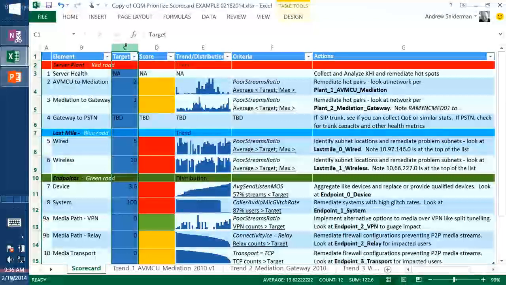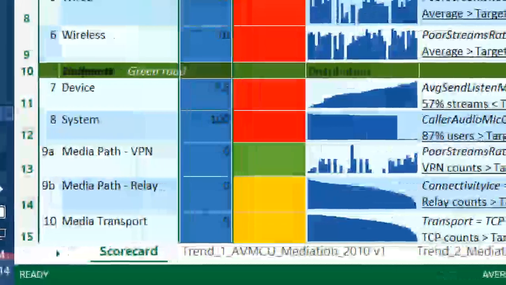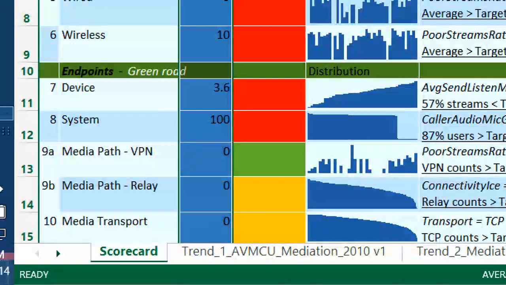This criteria column shows the criteria we'll use to automatically render this color, and then the actions are, well, what do I do about this? And then if you look at this bottom bit, for the endpoints, these become more distributions than trends, right? So you can see the MOS scores for device. I actually have a huge number of devices. I think it's 57% of all streams had less than a 3.6 MOS score.